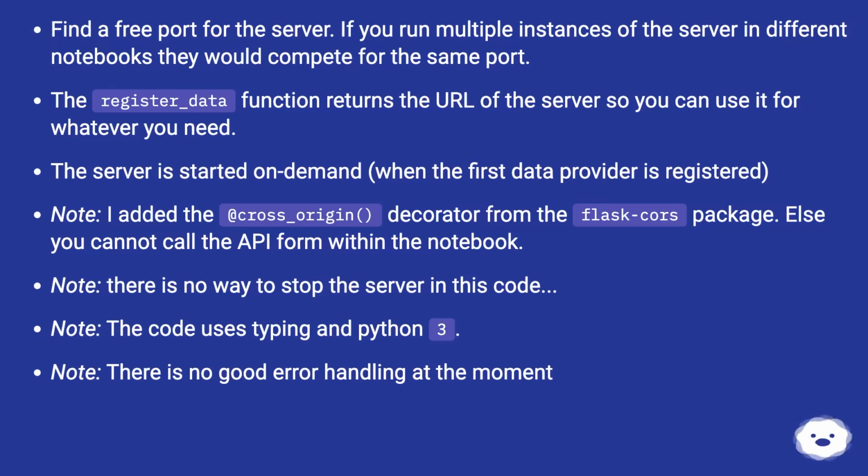The server is started on demand when the first data provider is registered. Note, I added the @cross_origin decorator from the flask_cors package, else you cannot call the API from within the notebook. Note, there is no way to stop the server in this code. Note, the code uses typing and Python 3. Note, there is no good error handling at the moment.